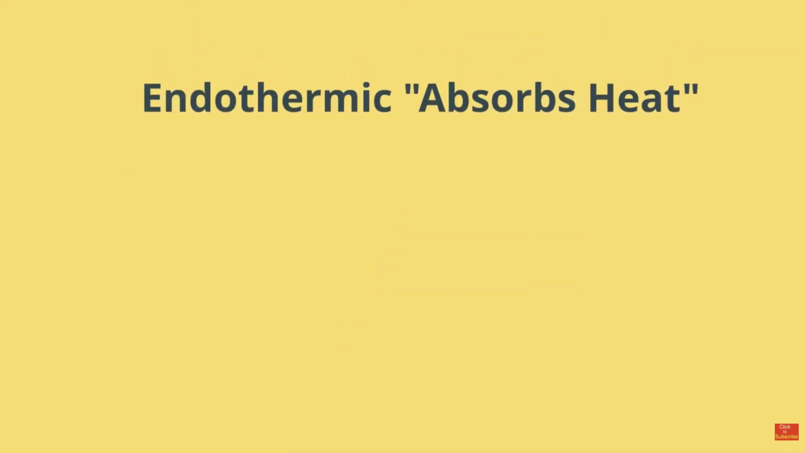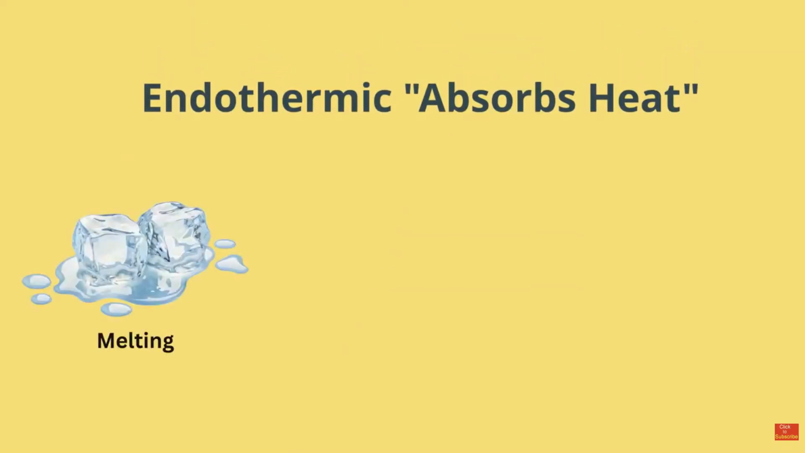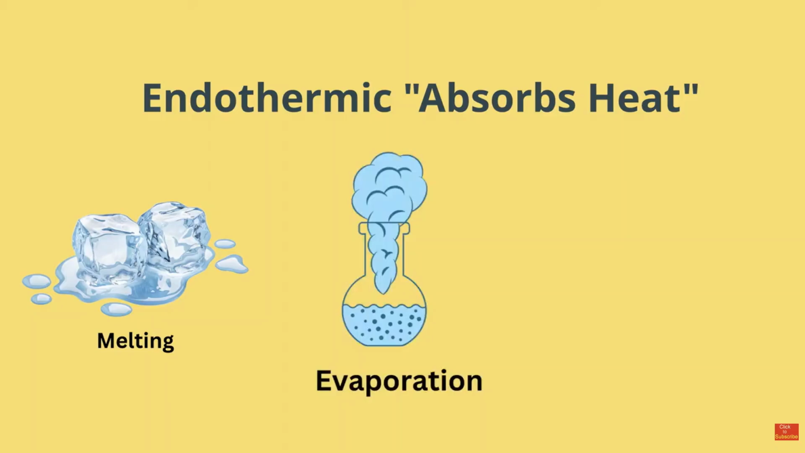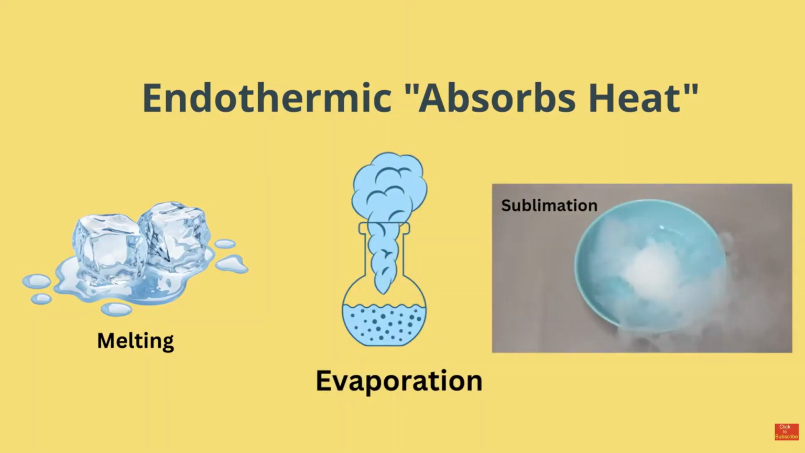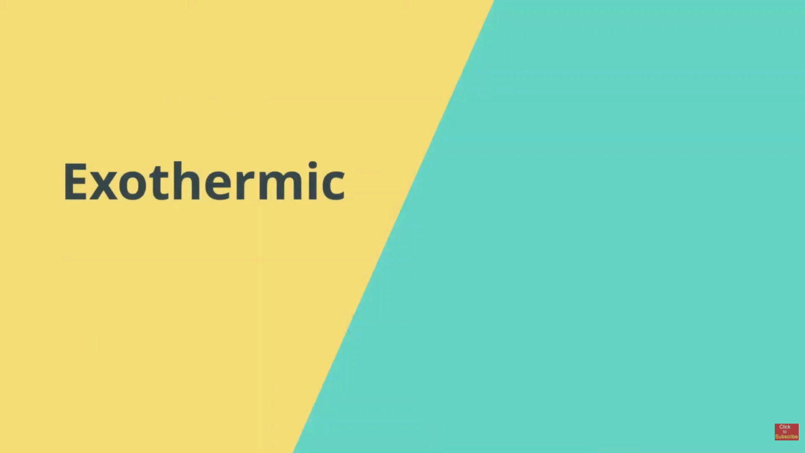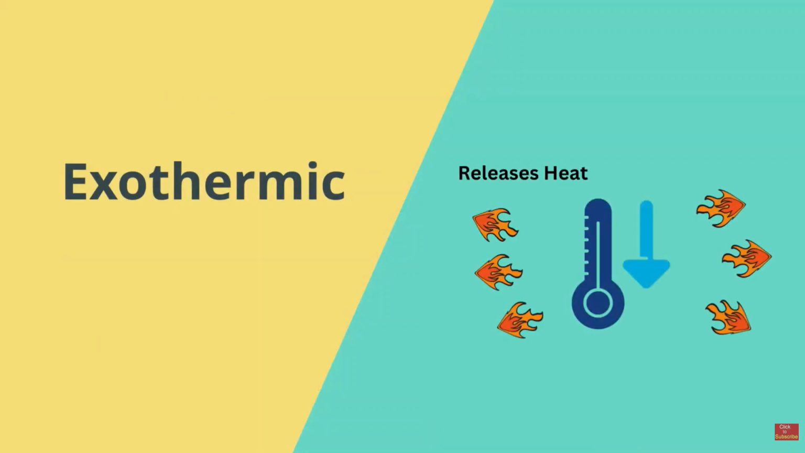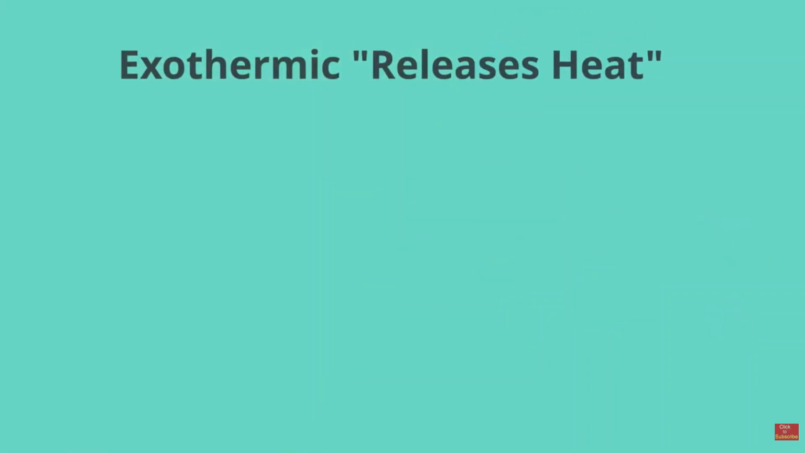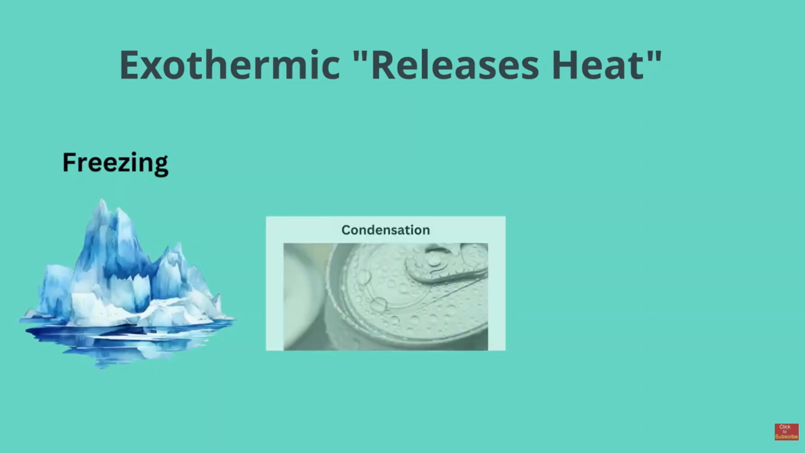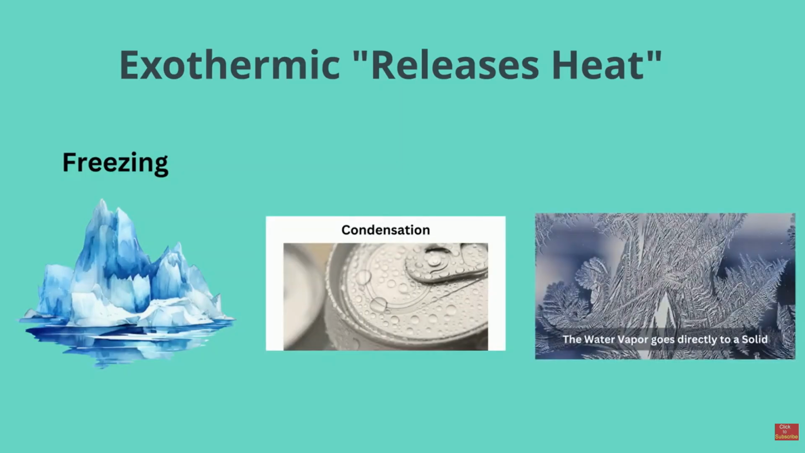Examples of endothermic phase changes include melting, which is solid to liquid, vaporization, which is liquid to gas, and sublimation, where it goes directly from a solid to a gas. An exothermic phase change is a phase change that releases heat to the surroundings. This means that the temperature of the surroundings will increase as the substance undergoes the phase change. Examples of exothermic changes include freezing, which is liquid to solid, condensation, gas to liquid, and deposition, when it goes directly from a gas to a solid.